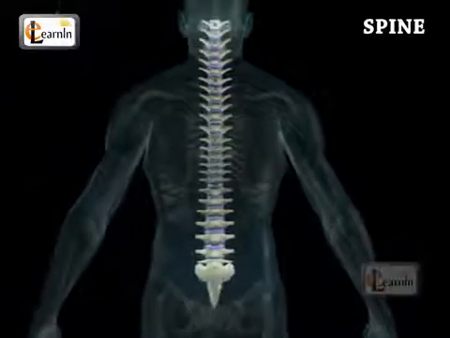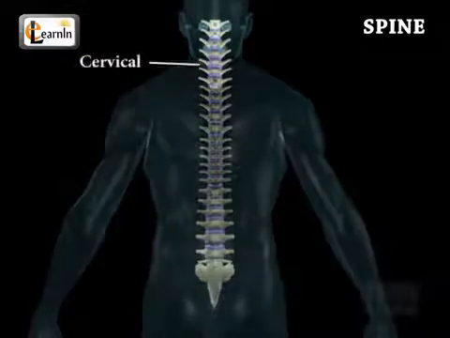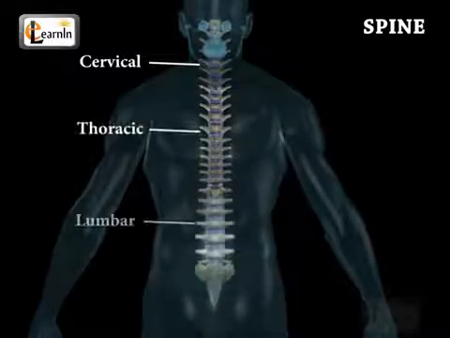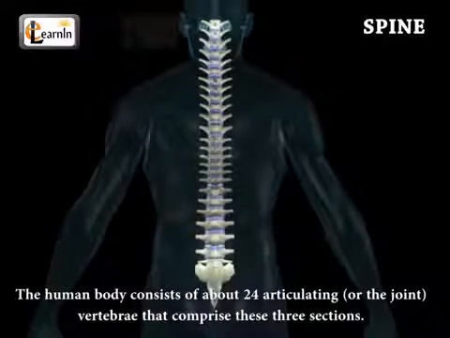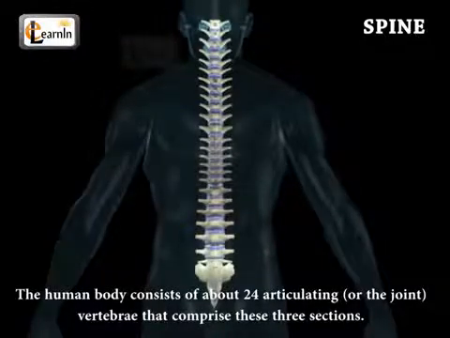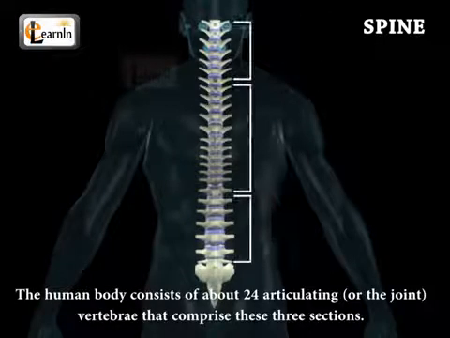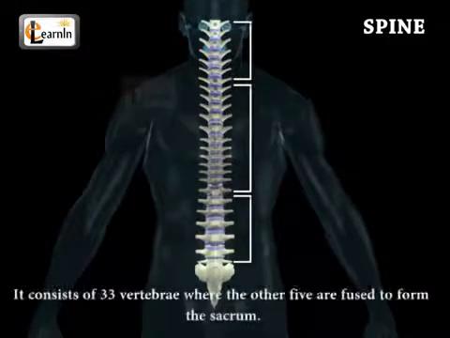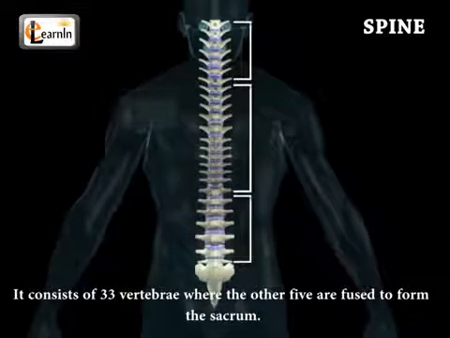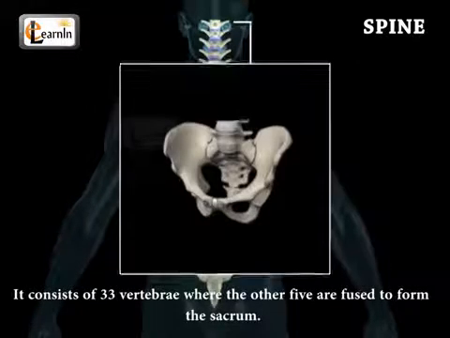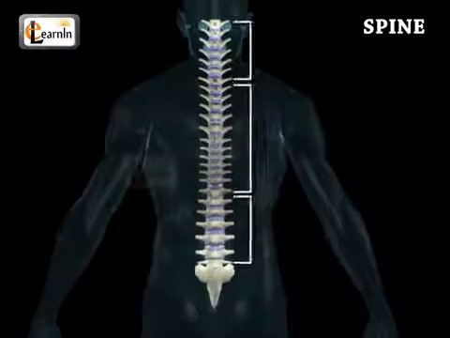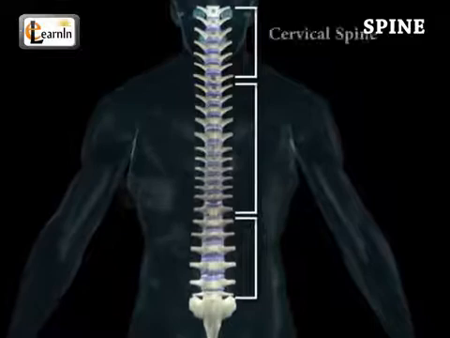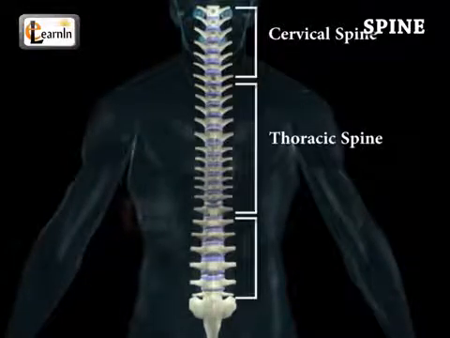The entire vertebral column is differentiated into cervical, thoracic, lumbar, sacral, and coccygeal regions starting from the skull. The human body consists of about 24 articulating, or joints, vertebrae that compose these three sections. However, in reality, it consists of 33 vertebrae, where the other 9 are fused to form the sacrum. Broadly, the three main sections of the spine include the cervical spine, thoracic spine, and the lumbar spine.